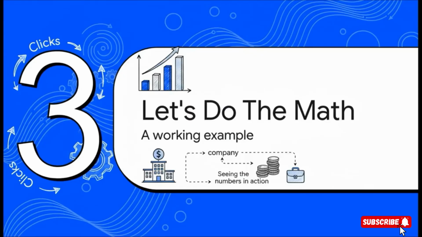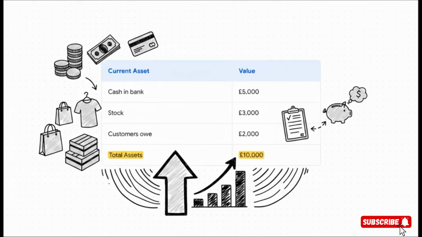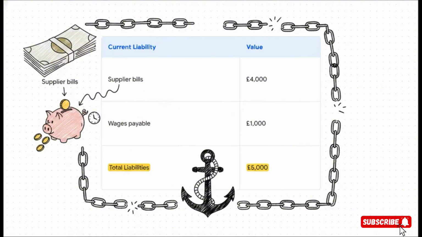All right, theory is great and all, but let's make this real. The best way to get a handle on this is to see the numbers in action. So let's walk through a super simple example together. First, let's look at the owns part of our equation, the assets. Our little example company here has 5,000 pounds in cash, 3,000 pounds worth of stock, and its customers still owe them 2,000 pounds. You add all that up and you get a grand total of 10,000 pounds in current assets.